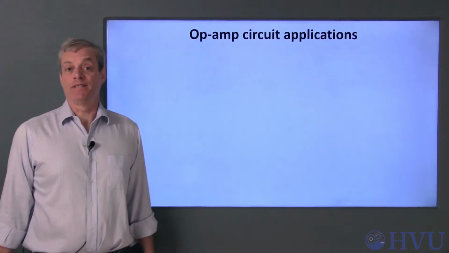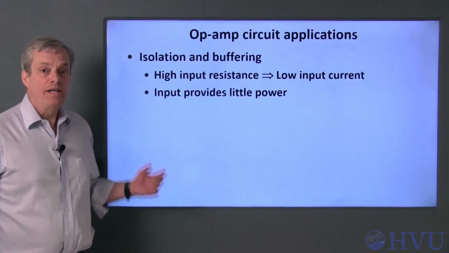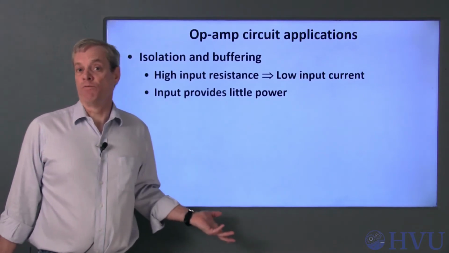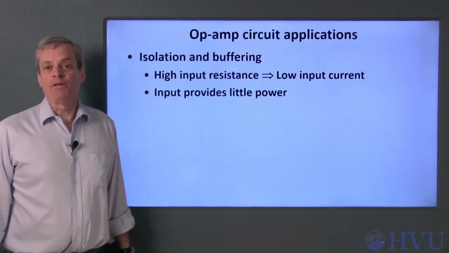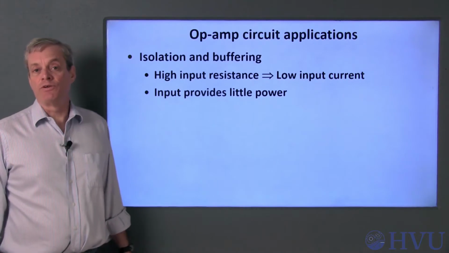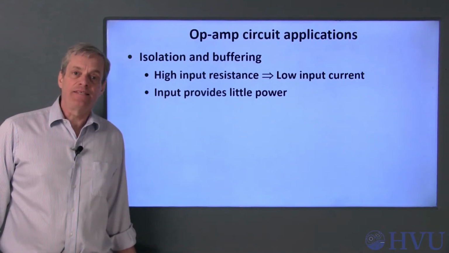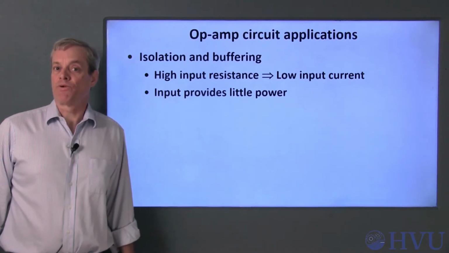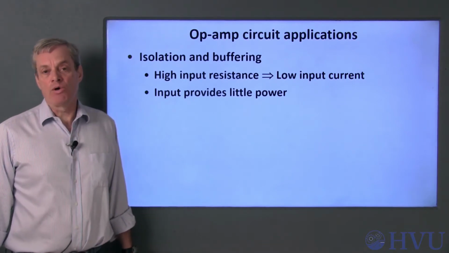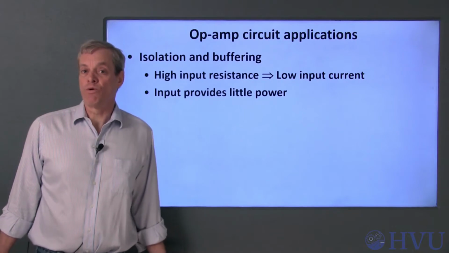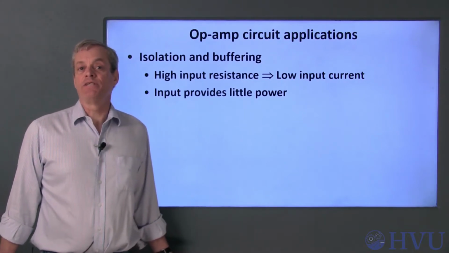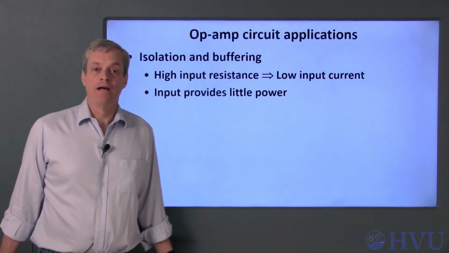There are two categories of applications I'll discuss in this video. One important application is isolation of different parts of a circuit from one another. A common example of this is in instrumentation systems, where some physical parameter is being measured. In many cases, the sensors used to measure the parameter may produce the necessary voltage, but they don't have the power necessary to transmit or record the signal. Op-amp circuits are a common choice to increase the power output from a sensor.